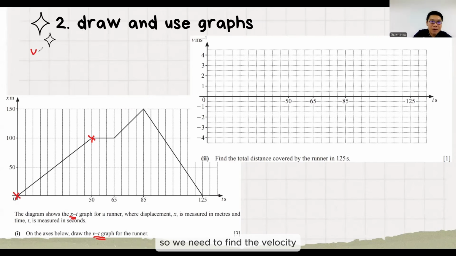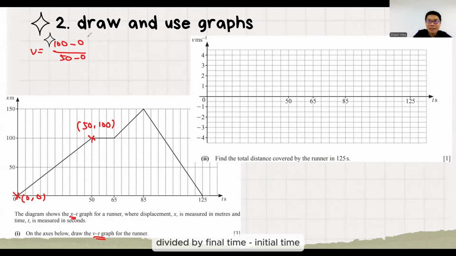So we need to find the velocity. We know the coordinates: final y minus initial y, divided by final time minus initial time. So we get 2. From 0 to 50 the velocity is positive 2. Since it's a constant velocity, we just draw a horizontal line.